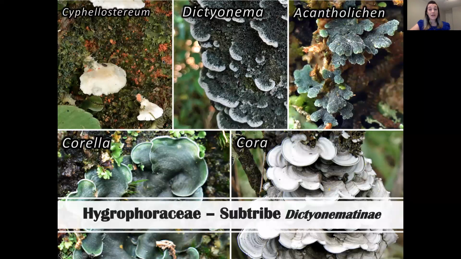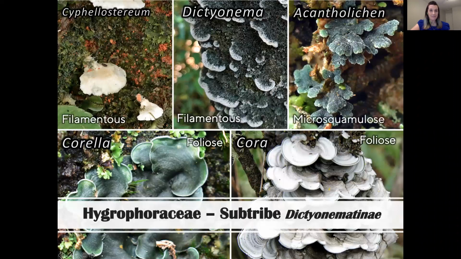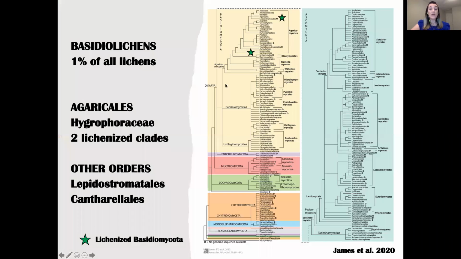And I'm going to start talking about Dictyonematinae, a subtribe of 5 genera. We can see that there are 2 genera that are filamentous, Cephalastereum and Dictyonema, 2 that are foliose, Corella and Cora, and a microsquamulose genus, Acantholichen. And zooming out a little bit here, they belong to Basidiomycota and the order Agaricales and family Hygrophoraceae.